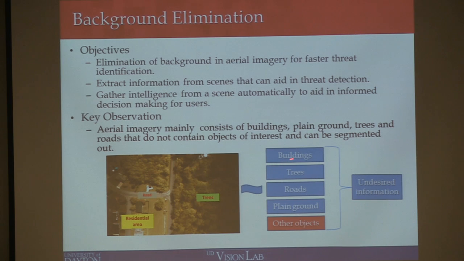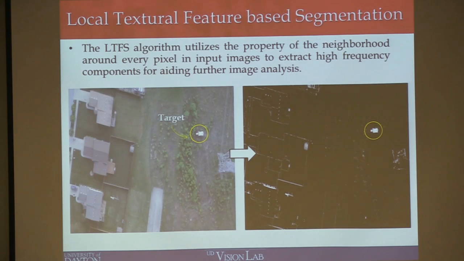So remove the building areas. There is no threat object in the building area because no pipeline is going through the buildings. So trees, and then roads, plain ground, other objects which are appearing in the scene, all those should be eliminated because we can go for the points of interest. That is the key locations where we need to pay more attention. That's what exactly the algorithm does.